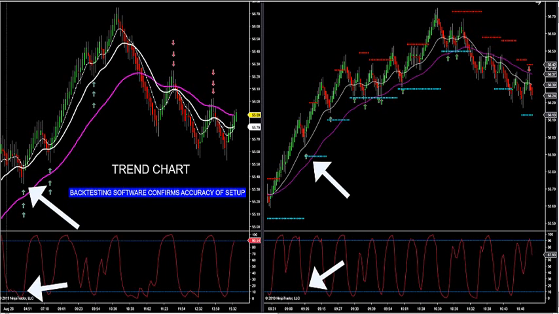Okay? And we have back testing software to prove it. And that's what's going to separate us, the novice traders, from the professional traders. Okay? Let's first go into our templates right now and look at today's trading. All right. And then we'll get into the back testing software.